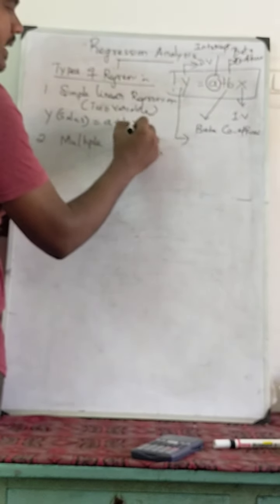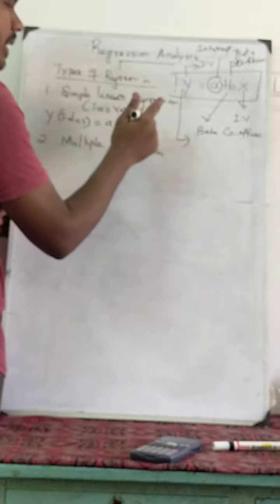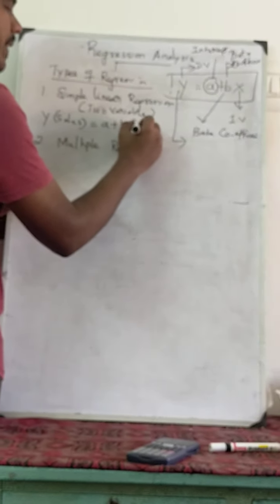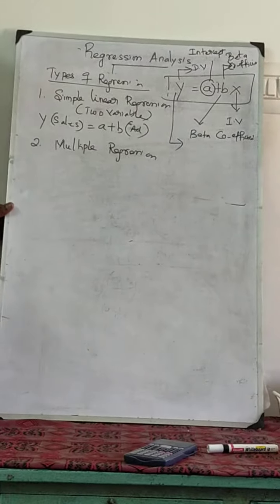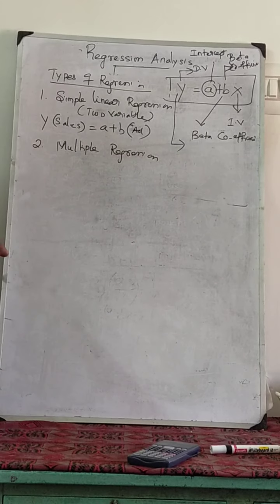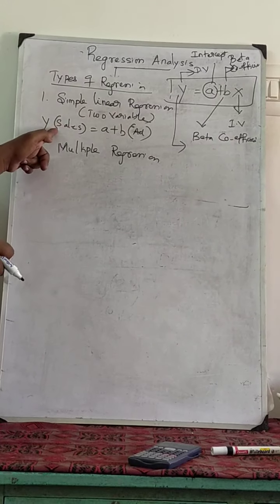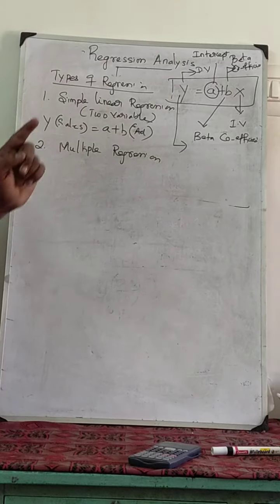B, x is... what is the x value? X is advertisement. Okay, so to do this simple linear regression, you should have two variables. One is a dependent variable, another one is an independent variable.